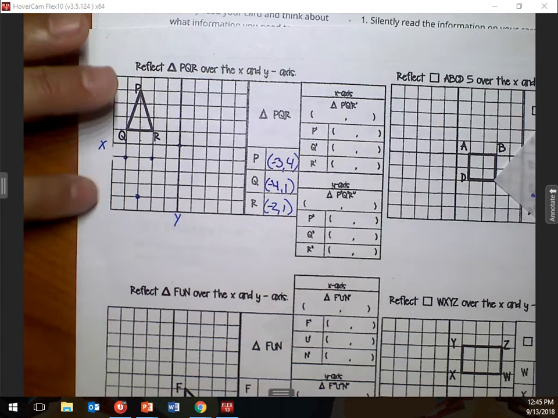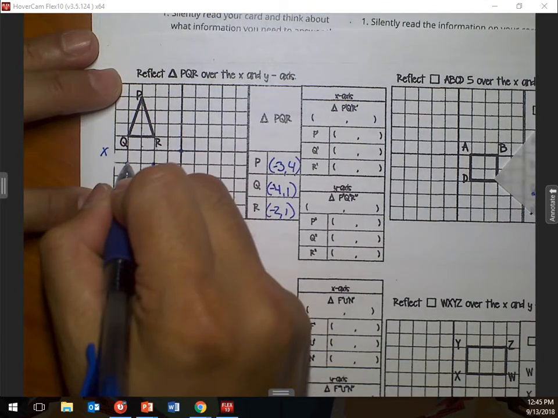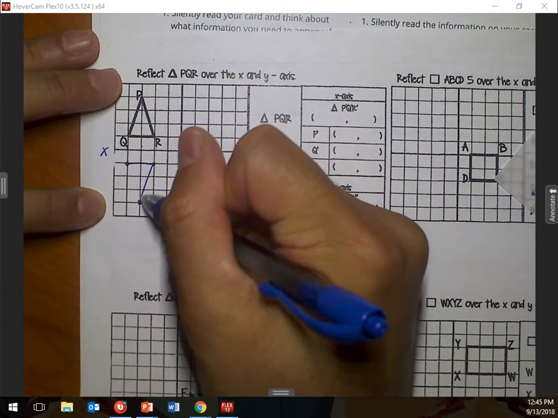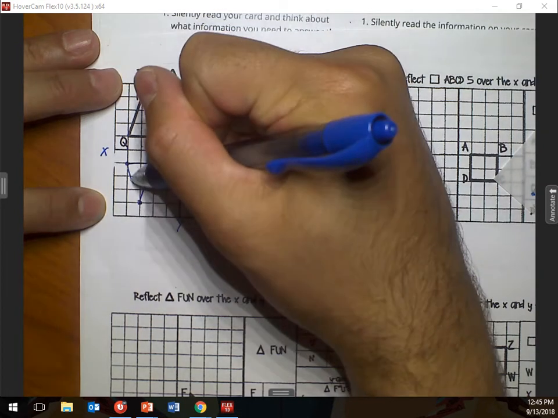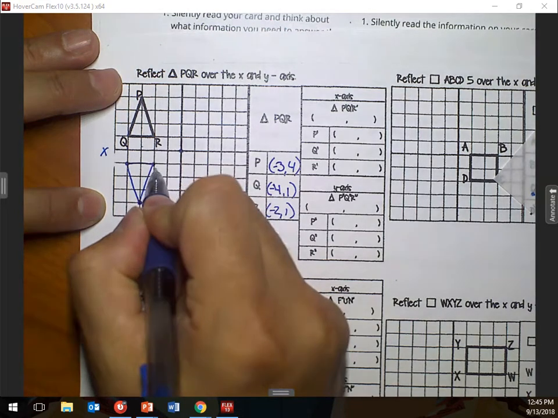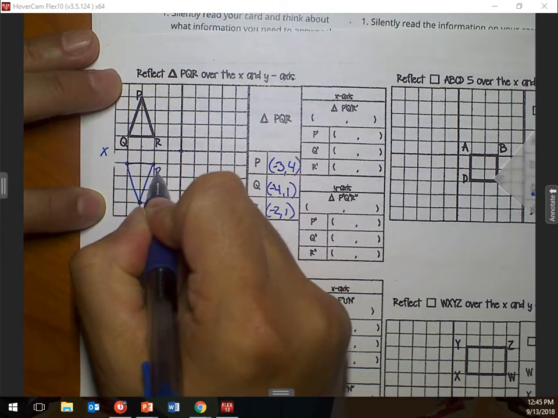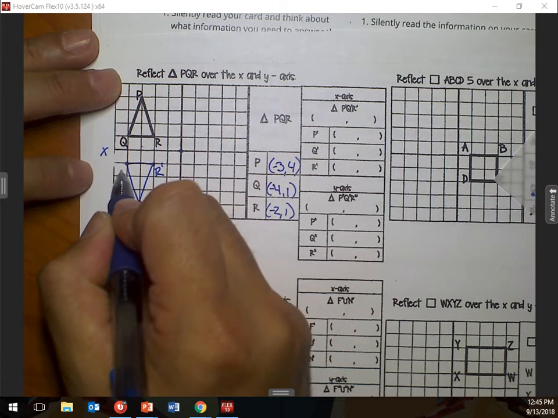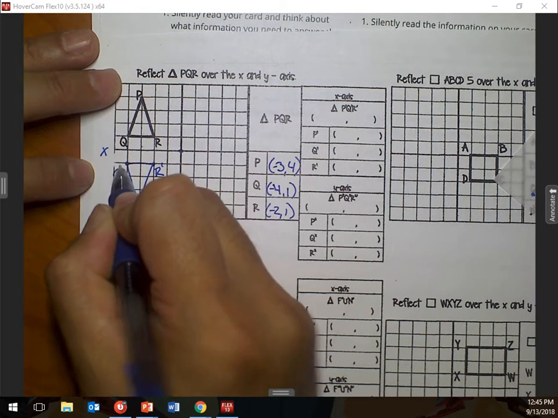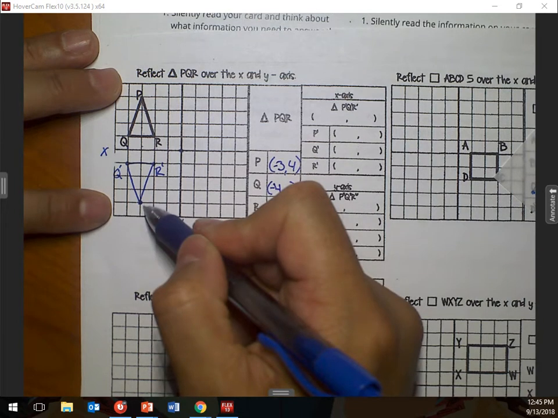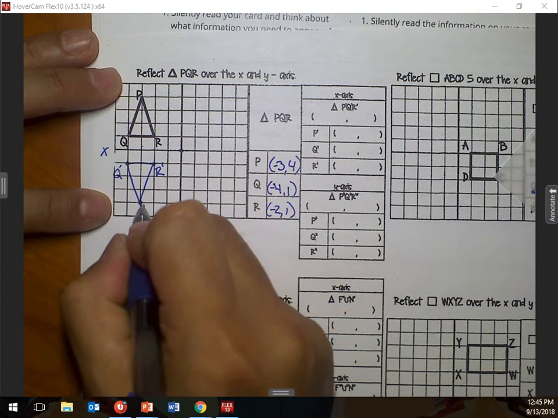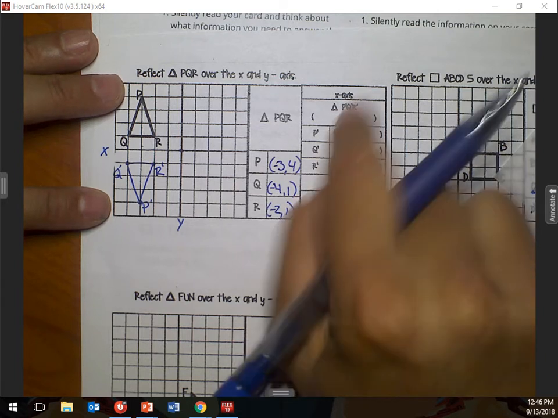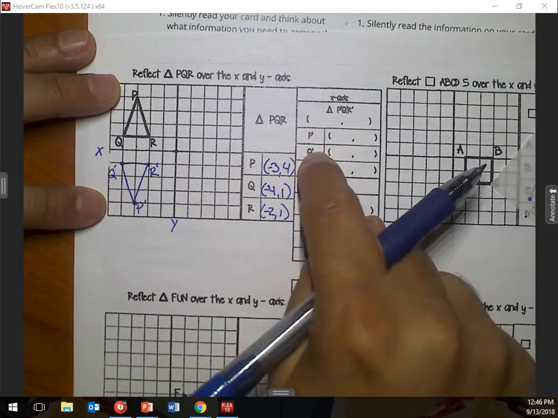Yes, you will. Now, when I actually do that, what are these things called? Am I just going to call this one here R? R prime. Very good. So, what is this one over here? Q prime. This one down here? P prime. All right. Very good.